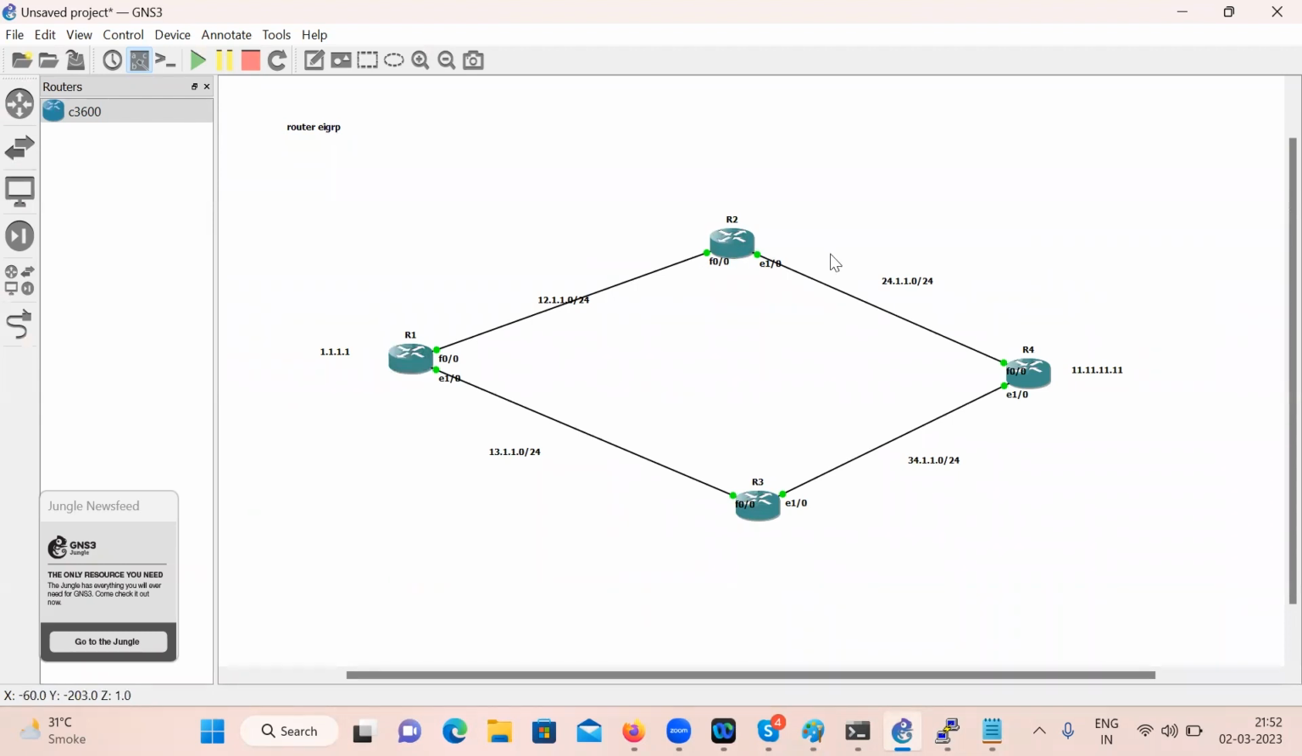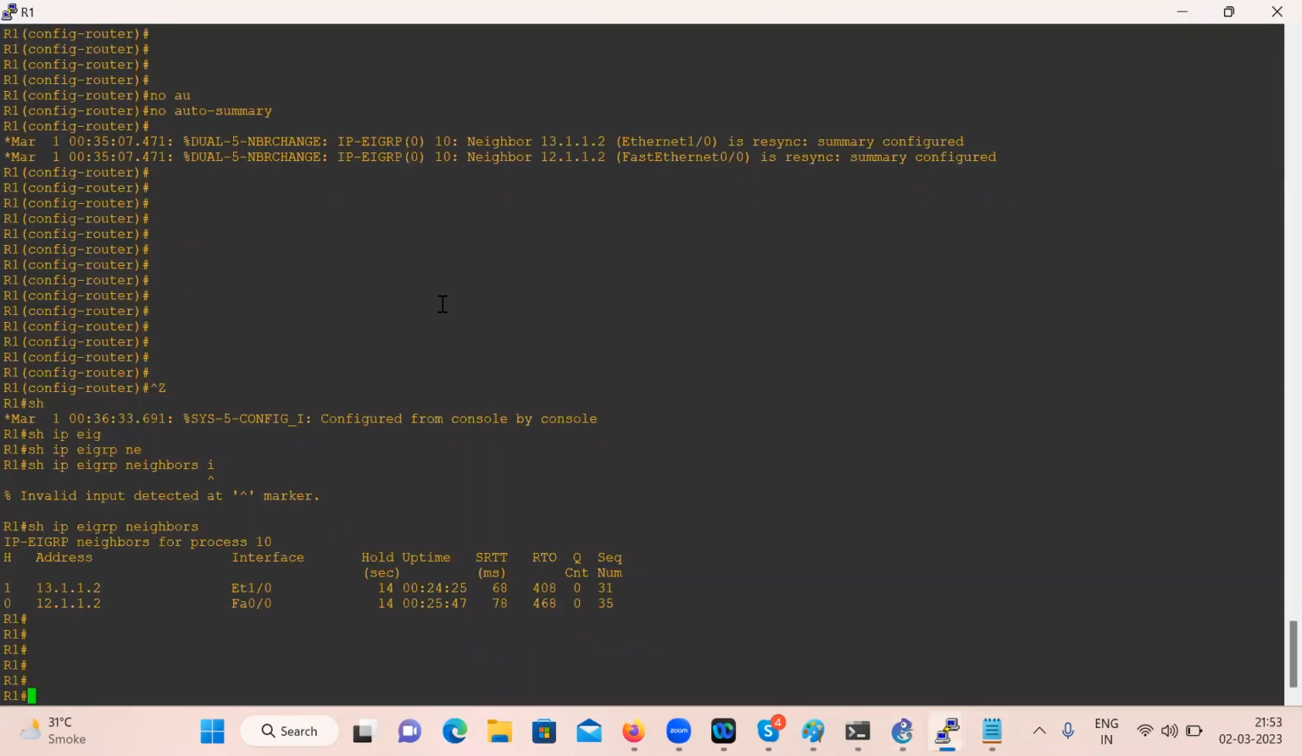Router 1 will not form a neighborship with router 4, because it is not directly connected to router 4. Router 1 will only form neighborships with router 2 and router 3. Now see here. Sir, this bandwidth we can see by checking the interface speed. So interface FastEthernet 0/0.